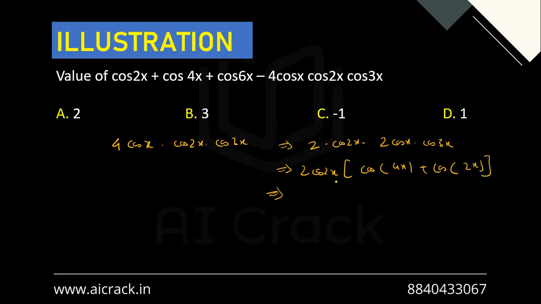Now again I'll club both of these. I'll get cos of a plus b plus cos of a minus b, that is cos 0, and cos 0 is 1. So basically I got this entire expression which was in the left side. So basically this gets cancelled out and we get -1 as the answer.